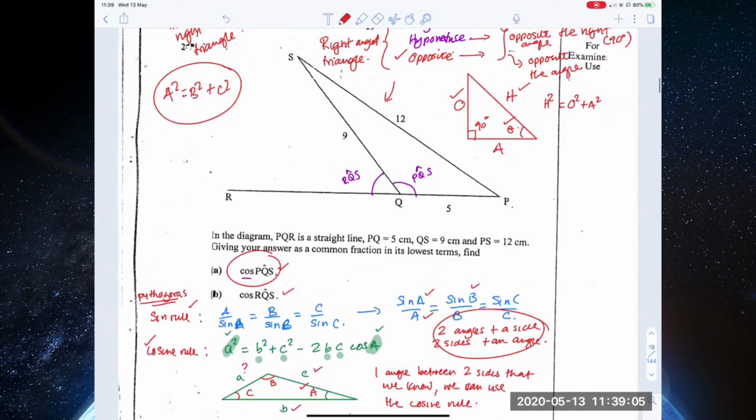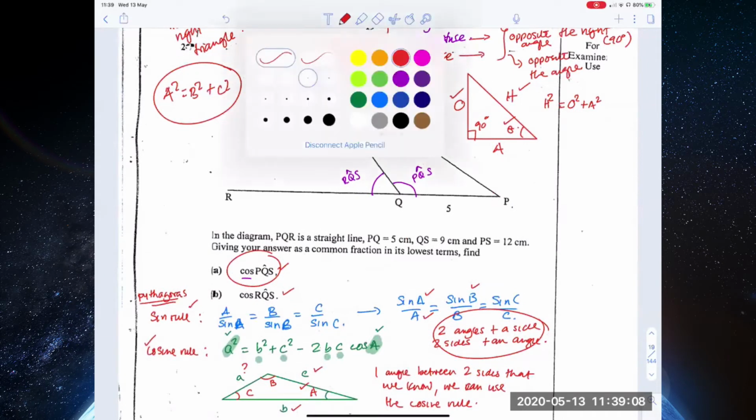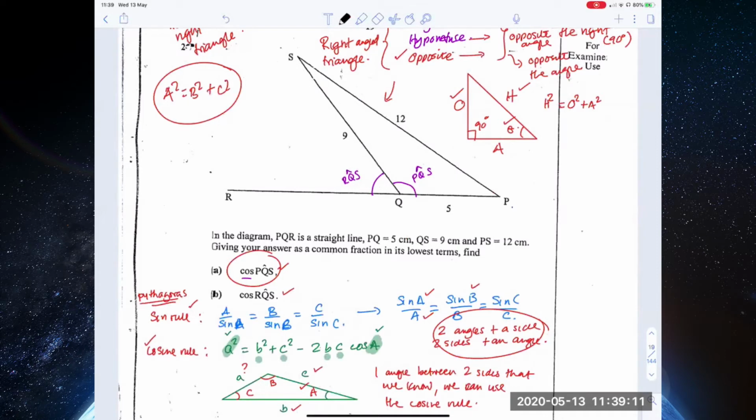Now let's look at this triangle. I can use black now. So we're looking for this angle here, right? We need to make this 12 the Q, because that's a capital Q. So we're going to put a small q there. Capital P is the angle here, so we're going to put a small p this side. And then this is S, so that's going to be angle S and a small s this side.